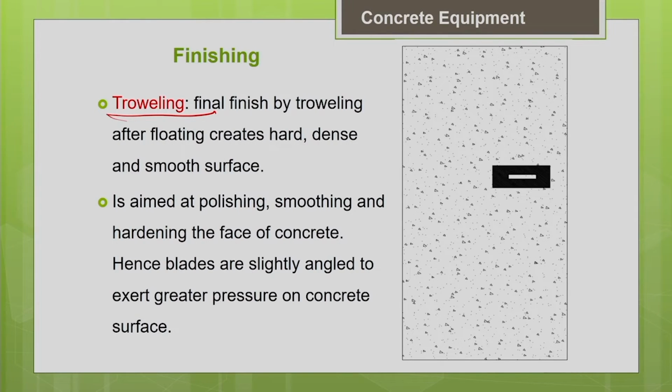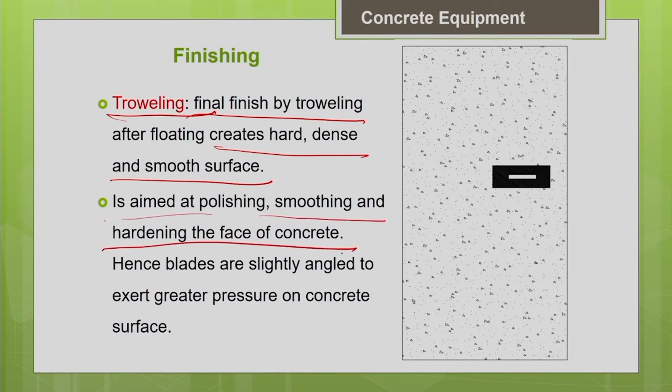Troweling refers to the final finish, and we do it after floating. The main objective is to create a hard, dense and smooth surface. It is aimed at polishing, smoothing and hardening the face of the concrete. So, here you keep the blade slightly angled.